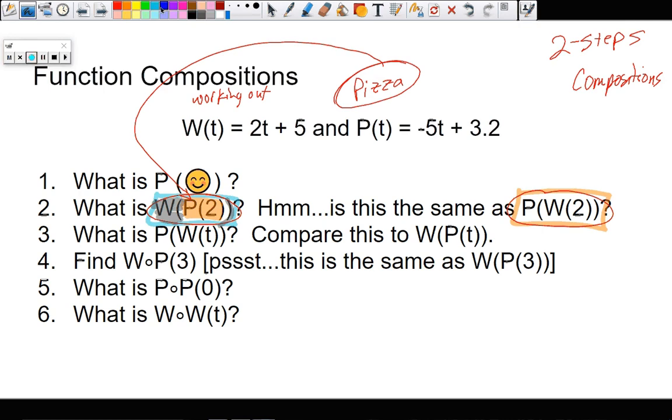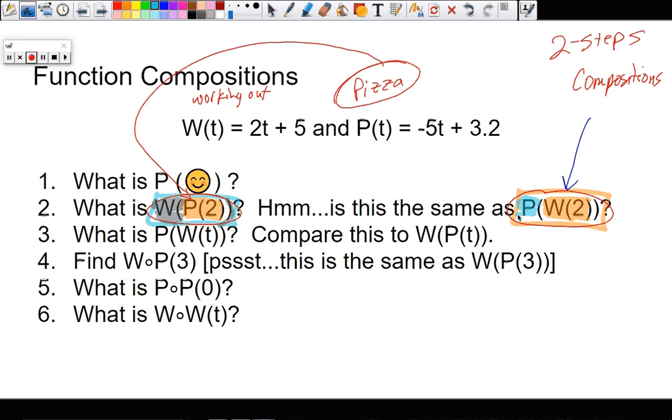Or, what if you did this one, where you worked out for 2 hours first, and then you went to go eat pizza. Would your body feel different? Yeah, they would be different because you're going to get different answers because order here matters.